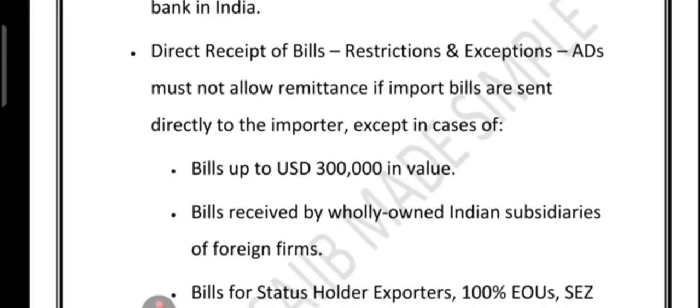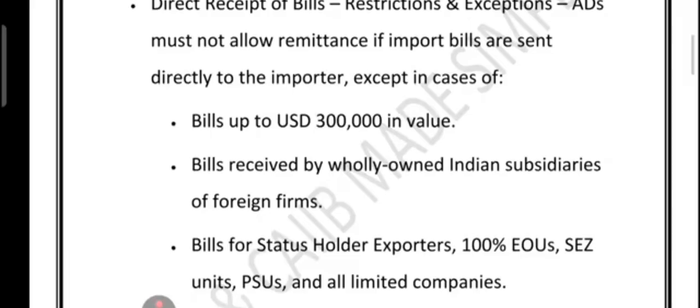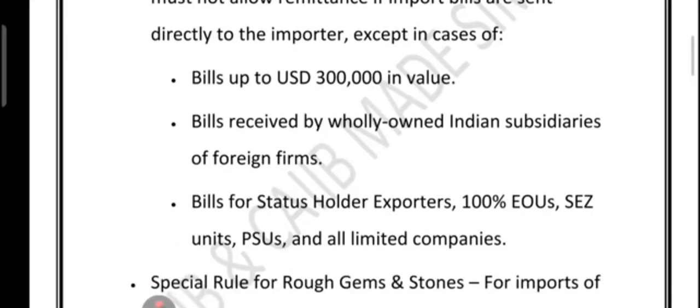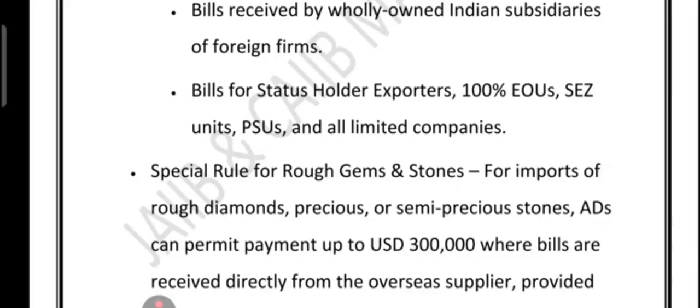What are the exceptions? First case is if it is a very small bill, up to $3 lakh, the bank can allow that. If it is a bill for a wholly owned Indian subsidiary of the foreign company, then the bank can allow it. The bank can process the payment, right? And if it is a bill for a big exporter like a status holder, EOU, SEZ unit, PSU and all limited companies. And here is a special rule. What is the special rule? For rough diamonds, precious and semi-precious stones, the bank can allow payment up to $3 lakh even if the bill comes directly from the foreign supplier. The only condition is that you must show proof of import at the time of payment.